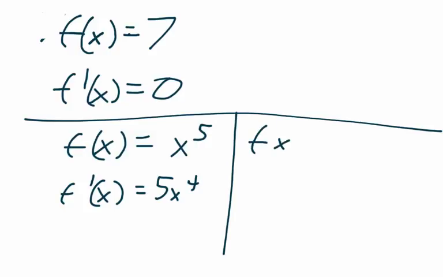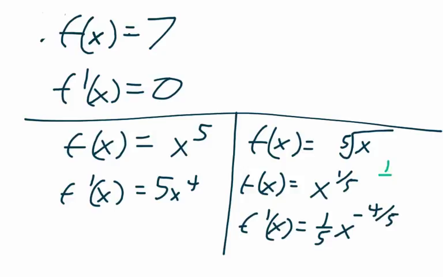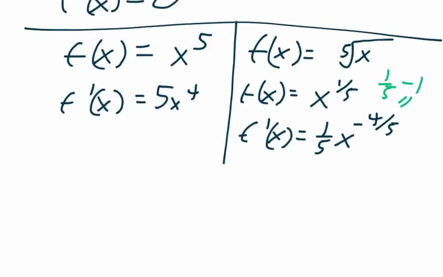If I wanted to do the fifth root of x, I would have to change that to be x to the 1/5 before I take the derivative. So the derivative would be, drop the 1/5 down, x to the negative 4/5, because 1/5 minus 1 equals negative 4/5. Now, of course, I don't like negative exponents, so I would make this 1 over 5 x to the 4/5.